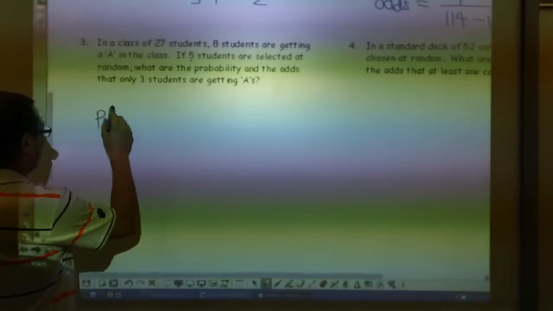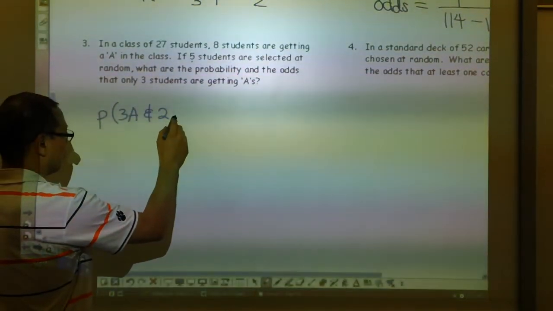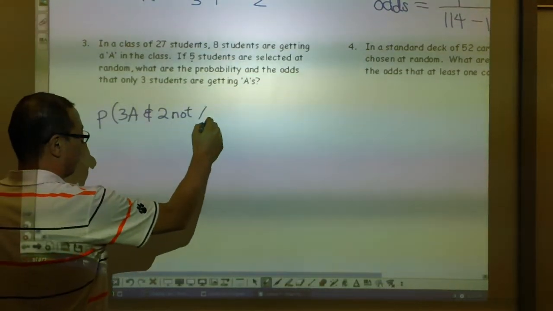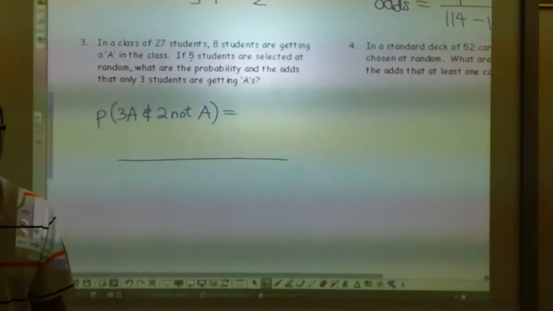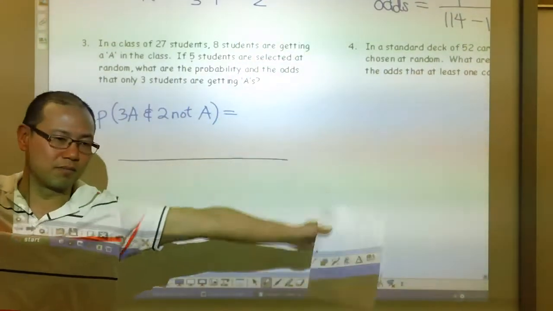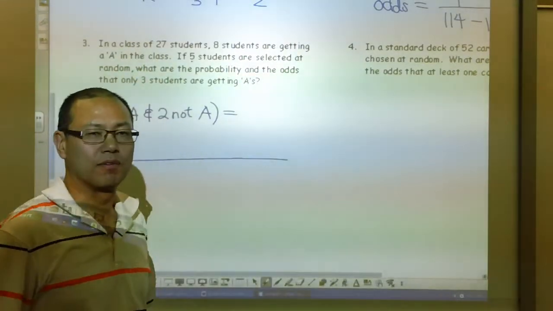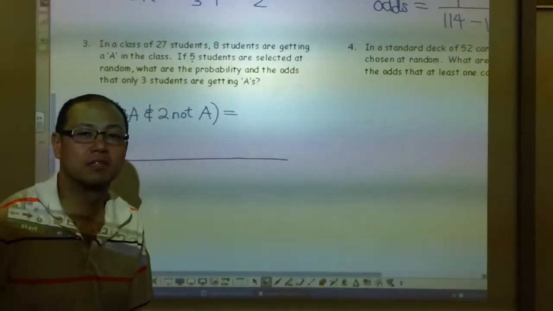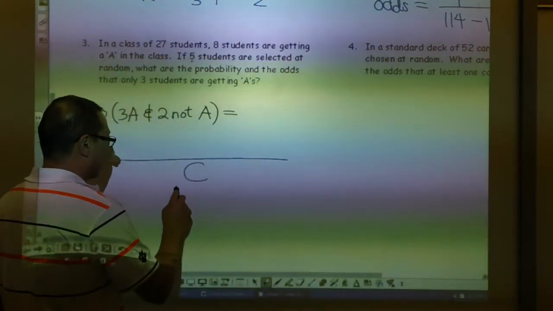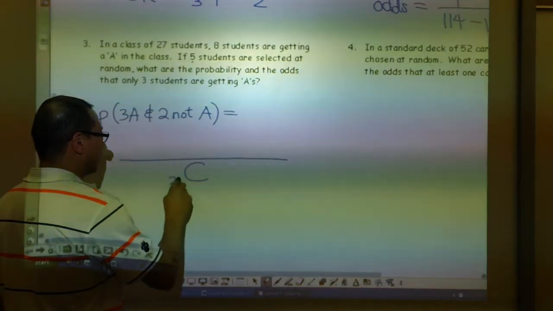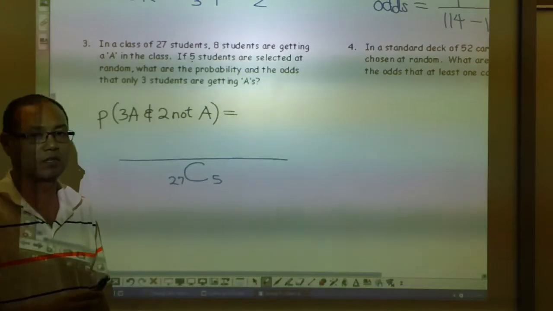So the probability that we're going to have 3 A's and 2 not A would be, it is always easier to figure out the total possibility of all the different ways of picking 5 students from 27. Okay? So, what are all the possible outcomes of taking 27 students, grouping them 5 at a time? That's a combination of 27 choose 5.